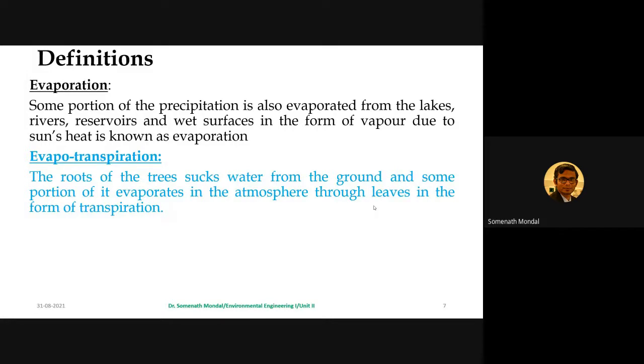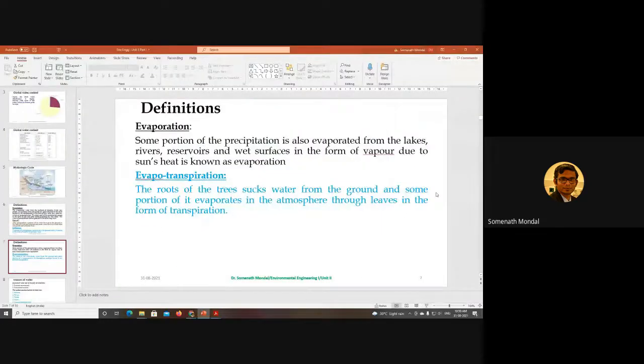Now, this evaporation significantly contributes to the formation of clouds. Evapotranspiration happens from the roots of the trees. Basically, it sucks up water from the ground, from the soil moisture, and some portion of that evaporates into the atmosphere through the leaves in the form of transpiration. That is basically known as evapotranspiration. So these are the four important components which we usually discuss while talking about the hydrologic cycle. I wanted to discuss up to this point in today's class. The rest of the things we'll discuss in the next class.